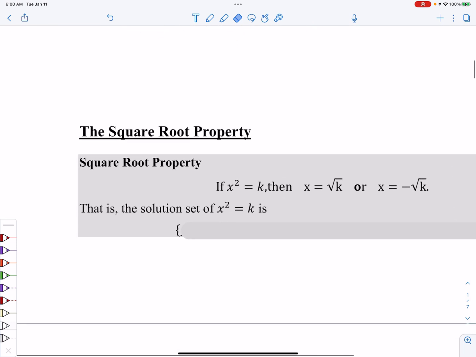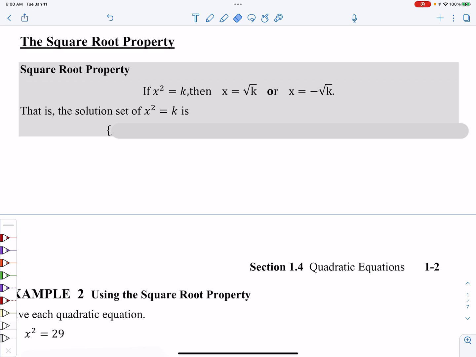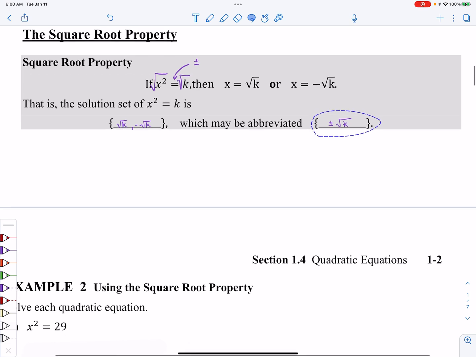The second method of solving is called the square root property. Now, the square root property is when you have something squared is equal to a number k. So what we know then is that we can take the square root of both sides, but when we take the square root of both sides, we have to remember to include in here a positive or a negative version. And so x is going to equal the square root of k, or x is going to equal the negative square root of k. Now this can either be written separately like you see here, or we can abbreviate it to write it all in one using that positive or negative.